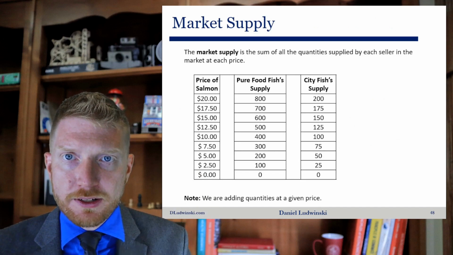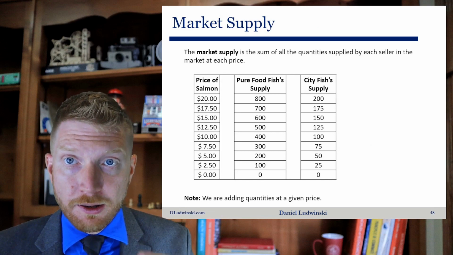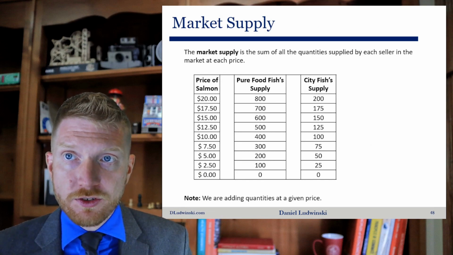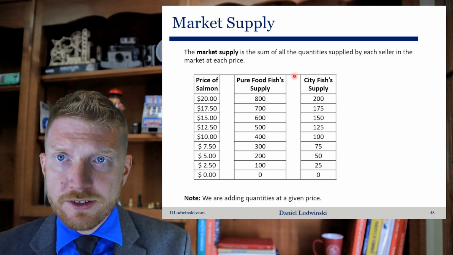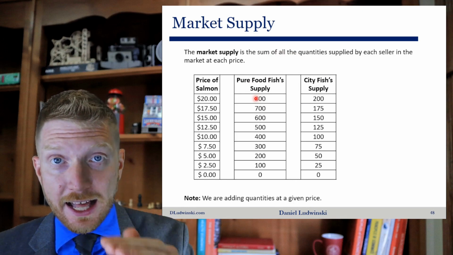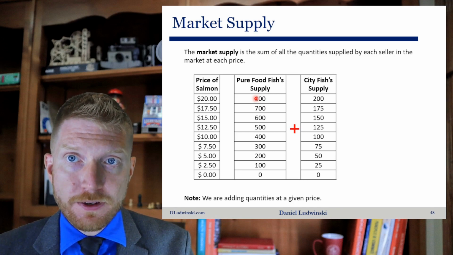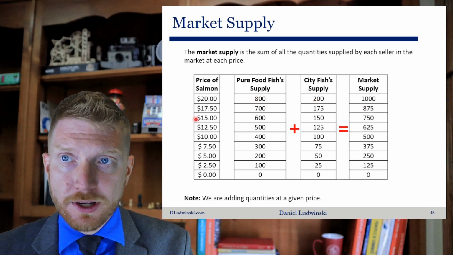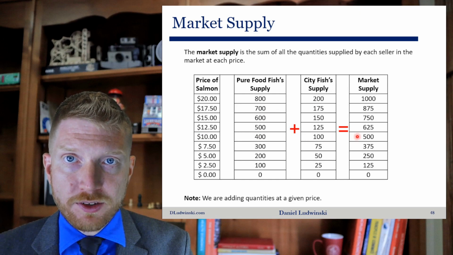So a mathematical example might be that the quantity of Pure Fish Food supplied is 40 times price. Just as we had the market demand, the combination of all the individual buyers, we're also going to be interested in market supply, which is the combination of all suppliers. So let's say we have Pure Fish Food's supply as one supplier and City Fish's supply as the other supplier. The market supply is the addition of those quantities, again, at given prices. So we're adding quantities at given prices. And adding these together, we can see at a price of 10, Pure Fish Food is supplying 400, City is supplying 100, and the market supply is 500.